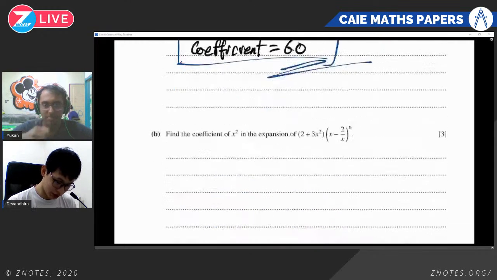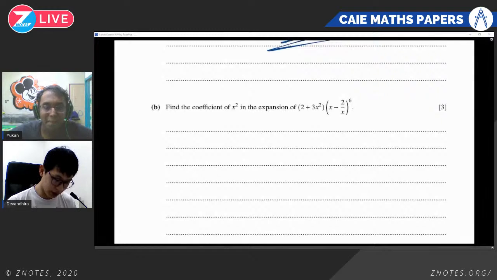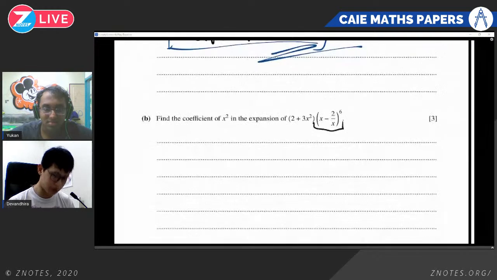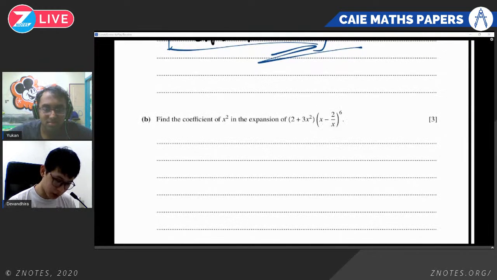All right, next question. Find the coefficient of x squared in the expansion of this expression right here. As you notice, this part is what we looked at in the previous question, except that it's multiplied by a new expression, 2 plus 3x squared. We are told to find the coefficient of x squared.